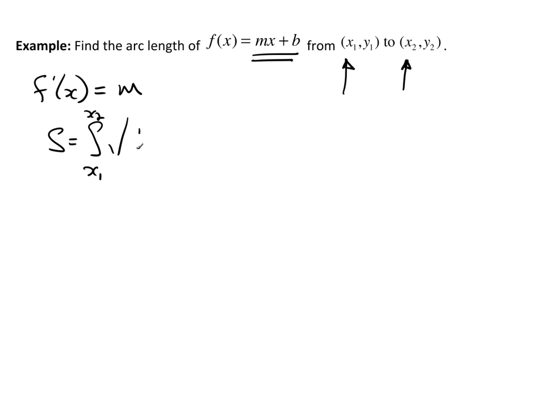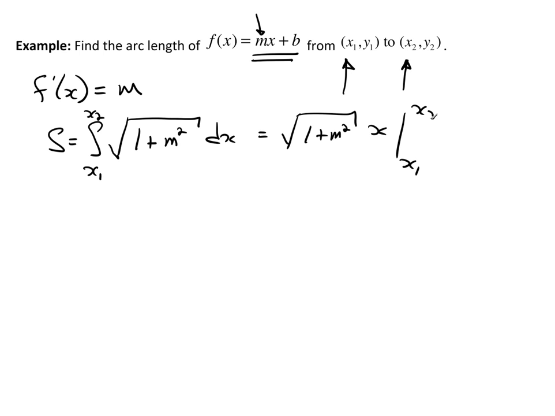of the square root of 1 plus f prime squared. Well, f prime is m, so this is just m squared, which is obviously the slope of the line, dx. Well, notice that this is just a constant. So this is going to be the square root of 1 plus m squared times x evaluated from x1 to x2.